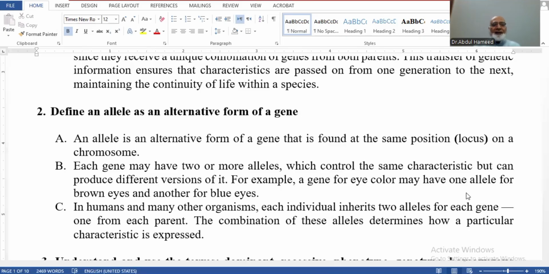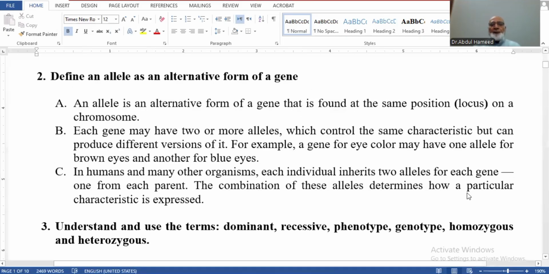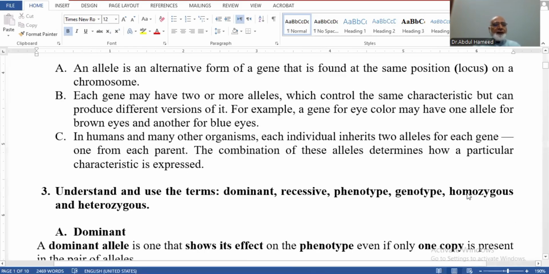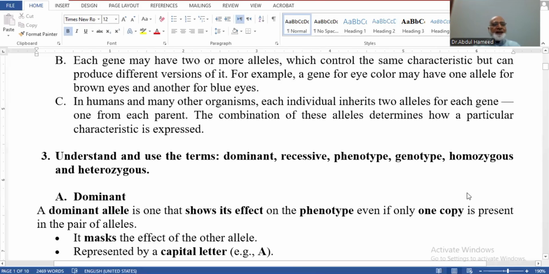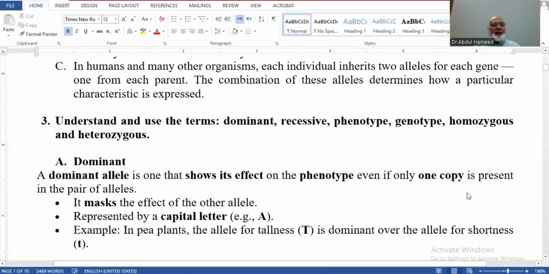In humans and many other organisms, each individual inherits two alleles for each gene, one from each parent. This combination of alleles determines how a particular characteristic is expressed. So the third subtopic is to understand and use the terms dominance, recessive, phenotype, genotype, homozygous, heterozygous. These are the basic concepts in classical genetics, and they are also related to modern genetics.